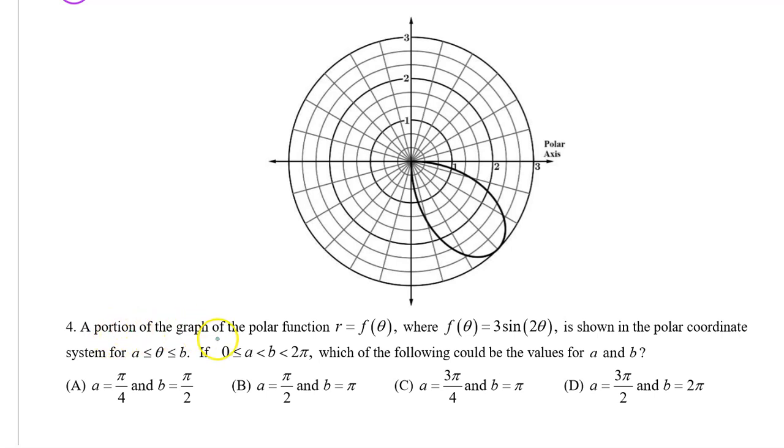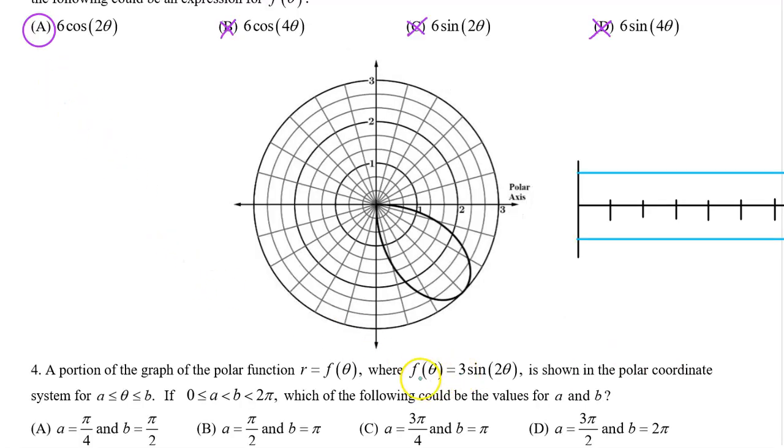Number 4. A portion of the polar function r equals f of theta, where f of theta is equal to 3 sine 2 theta, is shown in the polar coordinate system on the interval from a to b. If a is less than b, and a and b are both between 0 and 2 pi, which of the following could be values for a and b?